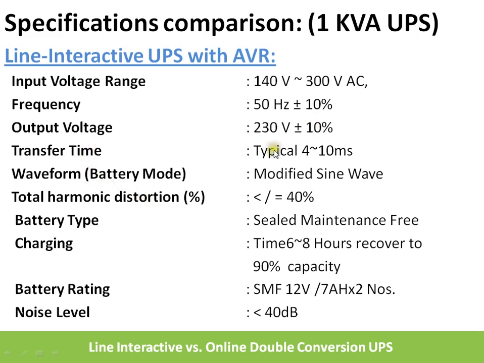Here you can see the transfer time is in the order of 4 to 10 milliseconds, and the waveform is a modified sine wave for line interactive. This is a disadvantage for this UPS system. Many equipments may not accept a modified sine wave because it has many disadvantages. And total harmonic distortion here is very high, up to 40%.